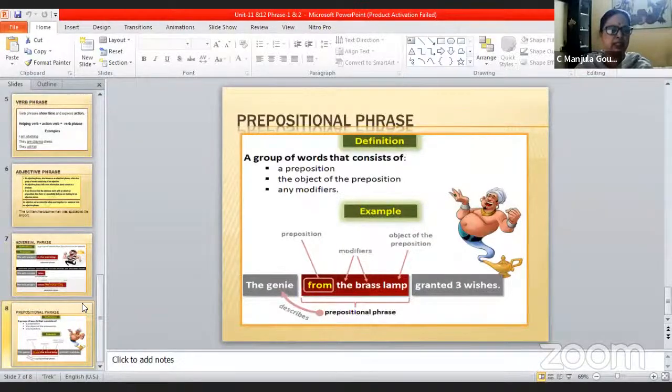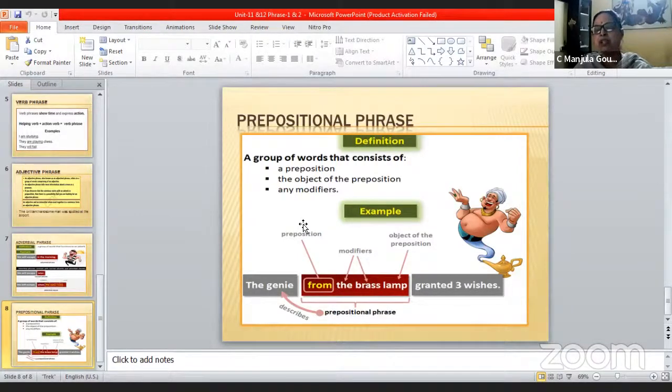That's very important. Now let us look into the next topic. That is the prepositional phrase. Now we all know basically the meaning of a preposition. Preposition is nothing but something which speaks about the position of a noun, right? The position of a noun, where it is.